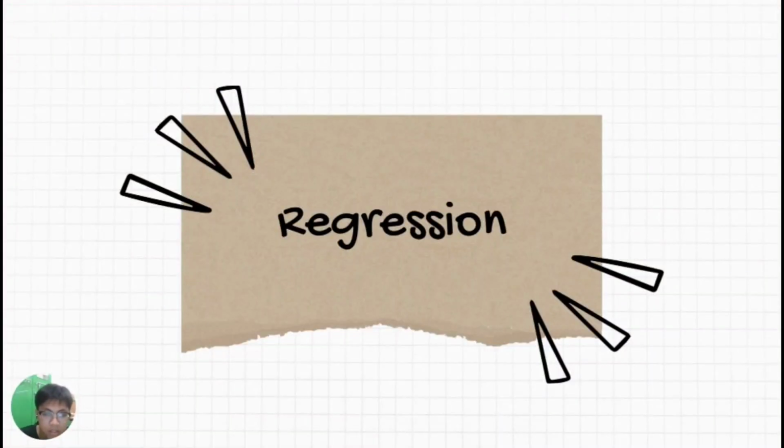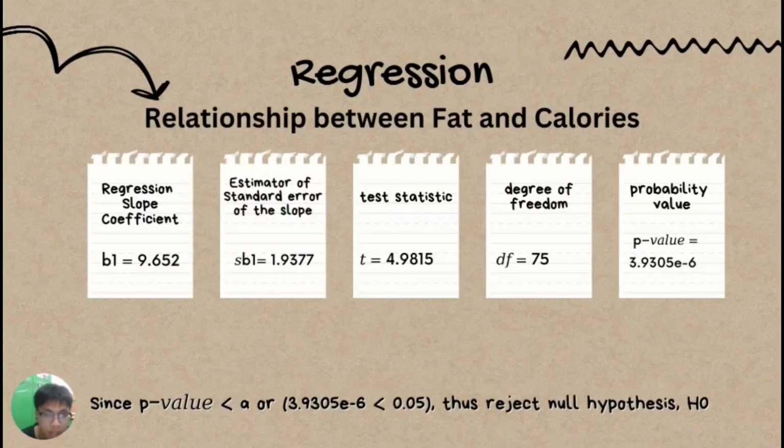Then next, the regression part. In the regression test, I checked the relationship between fat and the calories. In this test, I found the regression slope coefficient B1 is equal to 9.652 and the estimator of standard error of the slope SB1 is equal to 1.9377. Then the test statistic is 4.9815.